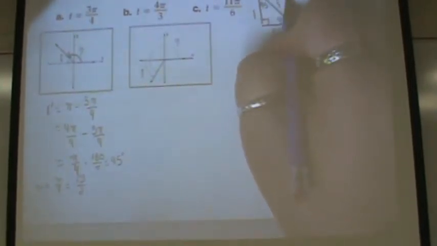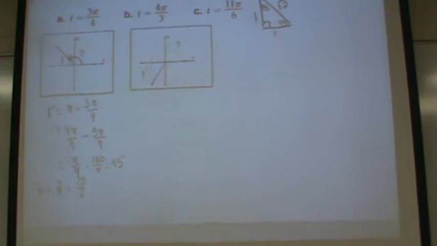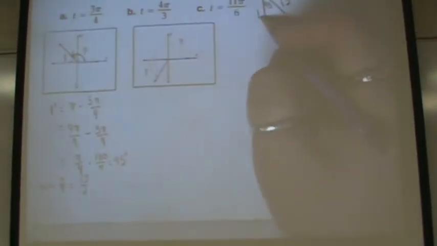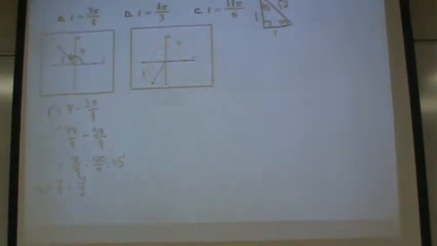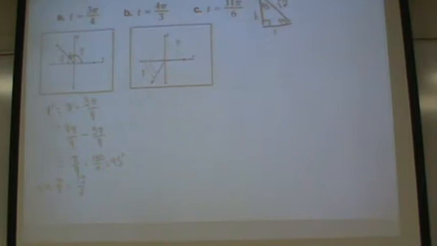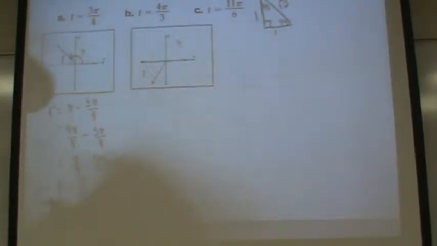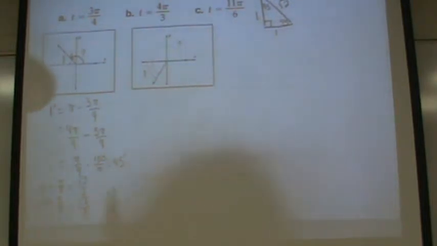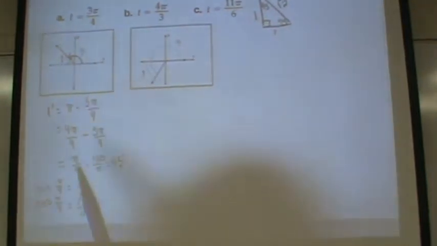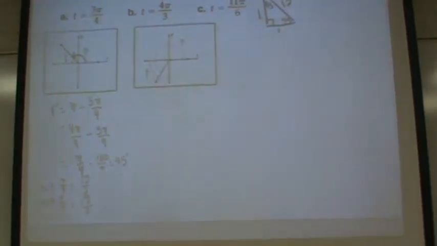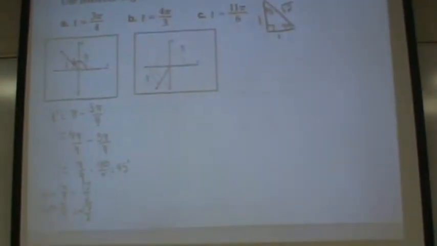Remember, your legs are 1, your hypotenuse is square root of 2. So when you're finding sine, it's opposite over hypotenuse, and then rationalizing it. So cosine of a 45 is the same thing, but now you have to take into consideration that you're in the second quadrant and your cosine should be negative. So it should be a negative square root of 2 over 2.